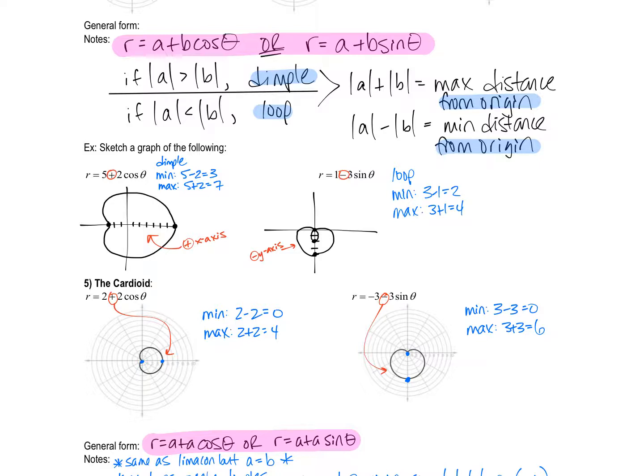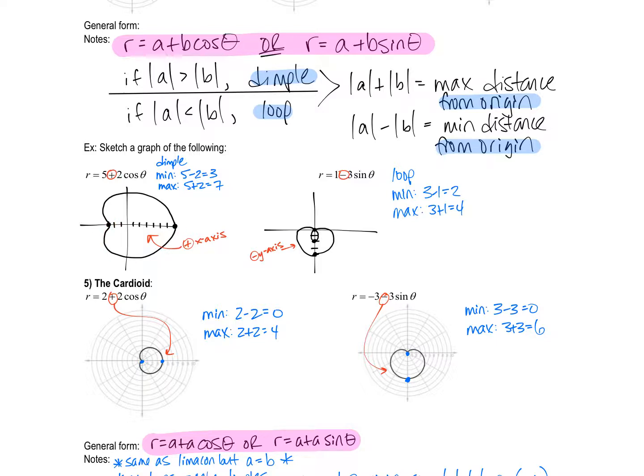In this case, I'm on the positive cosine axis, so positive x, which means the bulk of my heart shape is over here. This is a dimple one because 5 is a bigger number than 2. Come up with your min and your max. From the pole, my min goes this way and my max goes this way, so that the bulk of my limacon is on the positive x-axis as it's supposed to be. And then you just make your little heart shape with a little dimple right there.